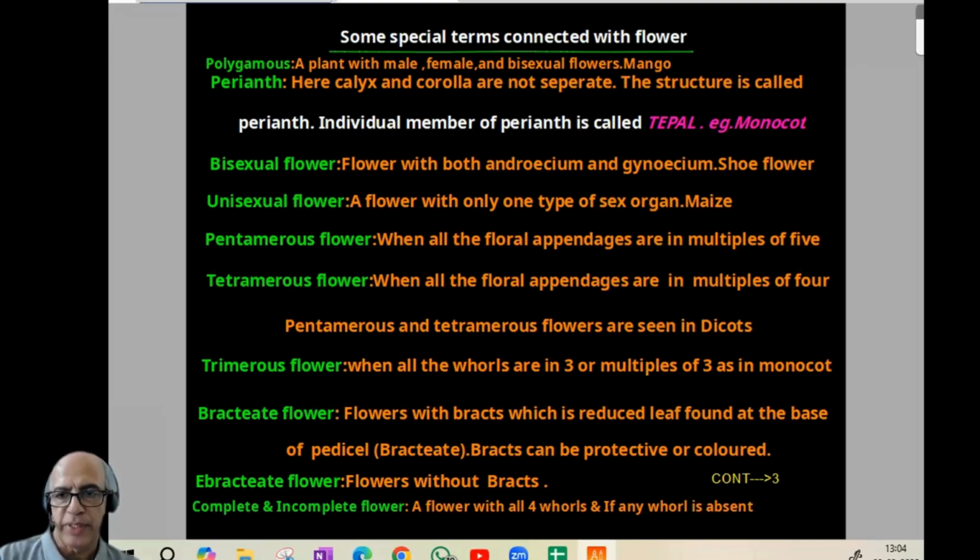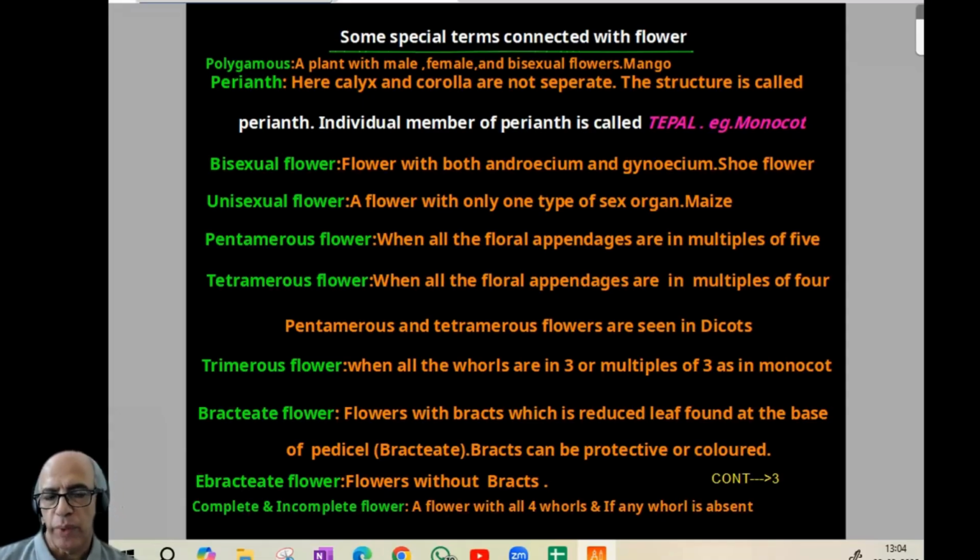One is polygamous. Polygamous means a plant with male, female, and bisexual flowers. Example is mango, the national fruit of India, Mangifera indica. Now, perianth. Perianth means there is no separation between calyx and corolla. That existing structure is called perianth. The individual member of the perianth is called tepal, commonly seen in monocots.